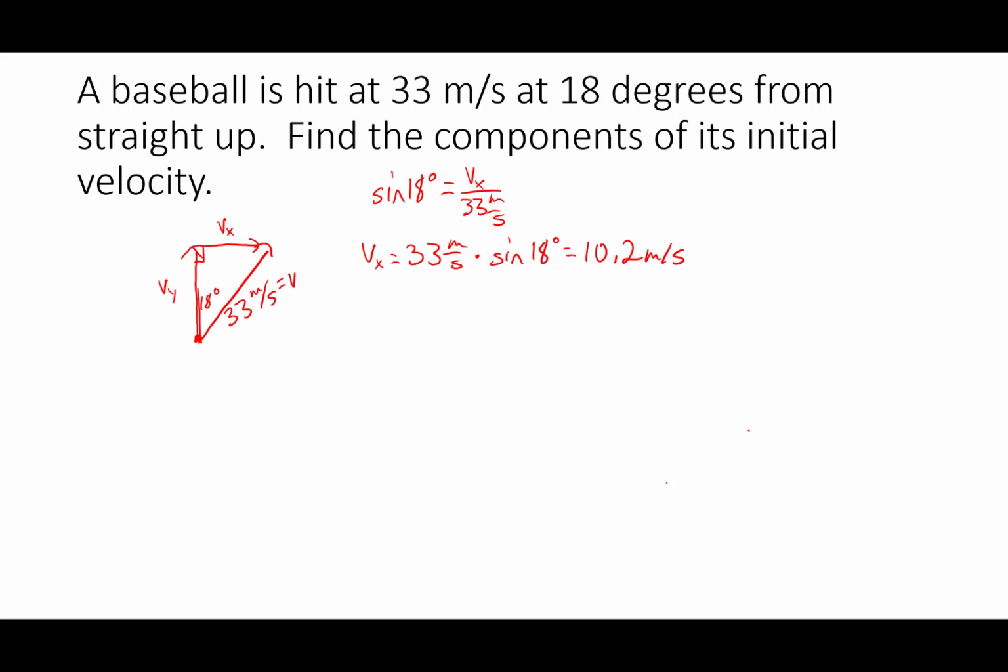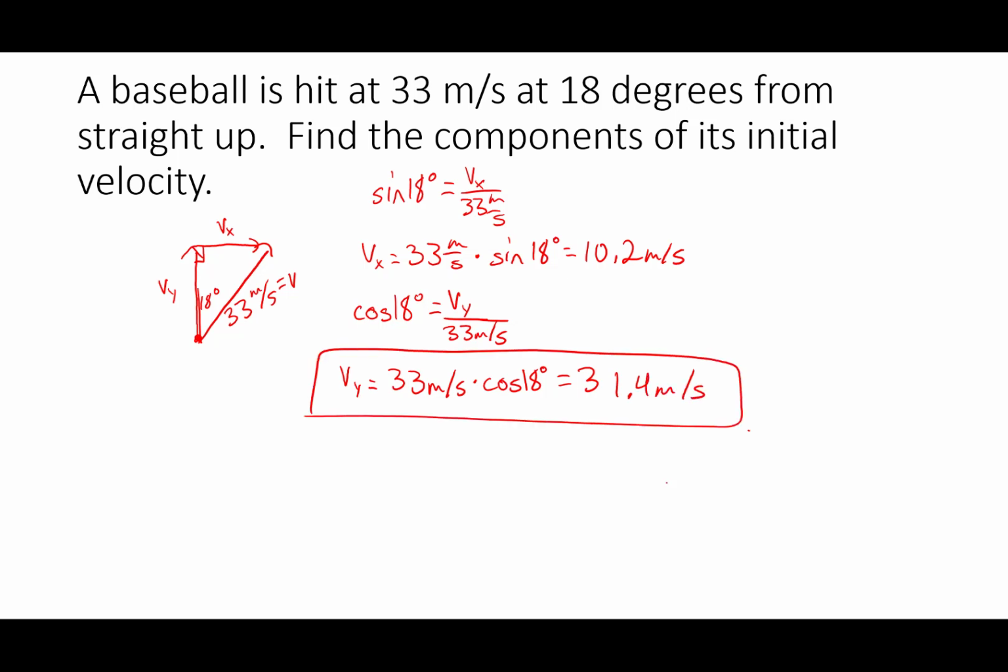Our y component is adjacent to our angle. That's the adjacent leg, and 33 is the hypotenuse. So let's use cosine. Cosine of 18 degrees is equal to adjacent over hypotenuse, 33 meters per second. Solve it for Vy. Vy equals 33 meters per second times cos of 18 degrees. 33 cos 18 gives us 31.4 meters per second. So that tells us that the ball is initially moving up at 31.4 meters per second and to the right at 10.2 meters per second.